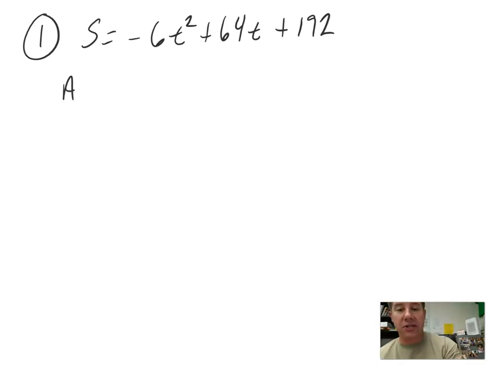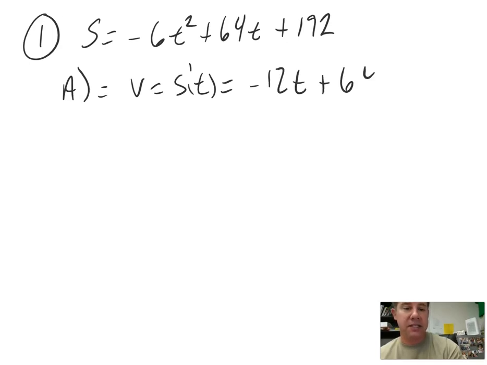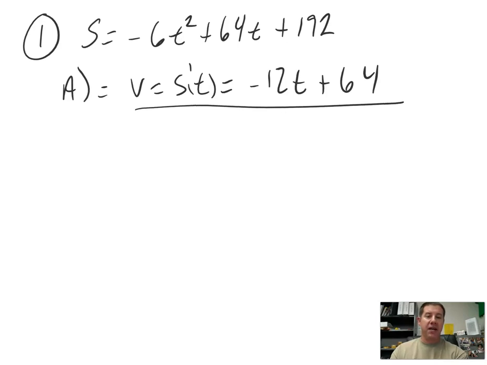Part A, we want to find the velocity of the stone at any time t. Well, velocity is the derivative of position, so that'd be negative 12t plus 64. When you write this out, I think this is good notation: tell people when you're finding the velocity that it is the derivative of position, and then you can go and do it. You're communicating how you are getting the velocity when you write it like that.